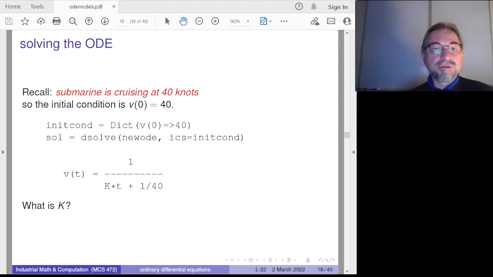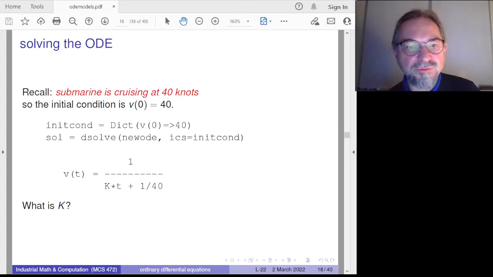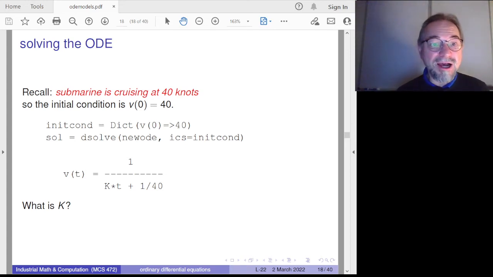Now we have to solve it. And here we recall that the initial velocity was 40 knots. So we set the initial condition at 40, and then we find an expression for the velocity. So the 40 actually comes in here as well. What is now this capital K constant? Because we still cannot do much with this expression. Well, we have to impose the data.